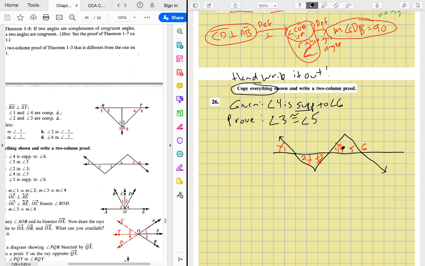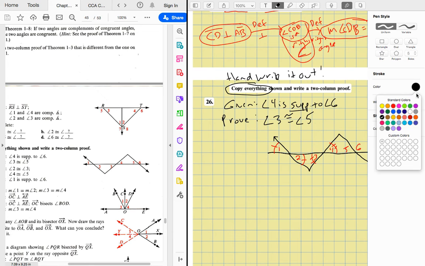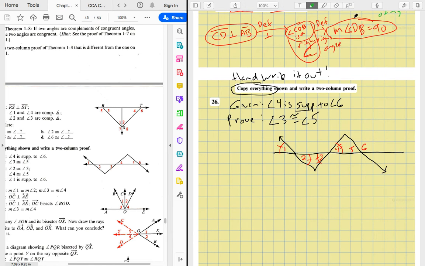Angle 4 is supplementary to angle 6. There we go. Angle 4, supplementary to angle 6. Angle 4 is also congruent to angle 3. Check it out. Angle 4 and angle 3 are congruent. And hey, what do we know about this here? 5 and 6 are also going to be supplementary, okay?